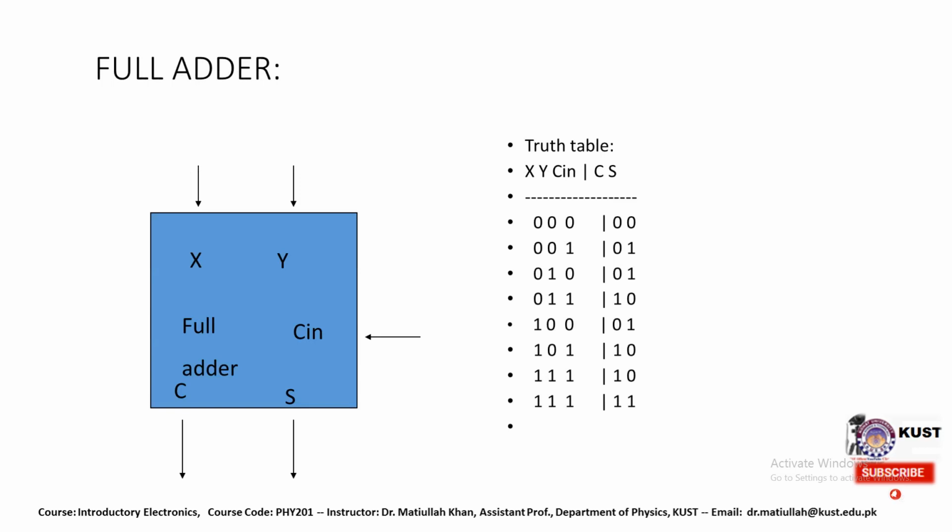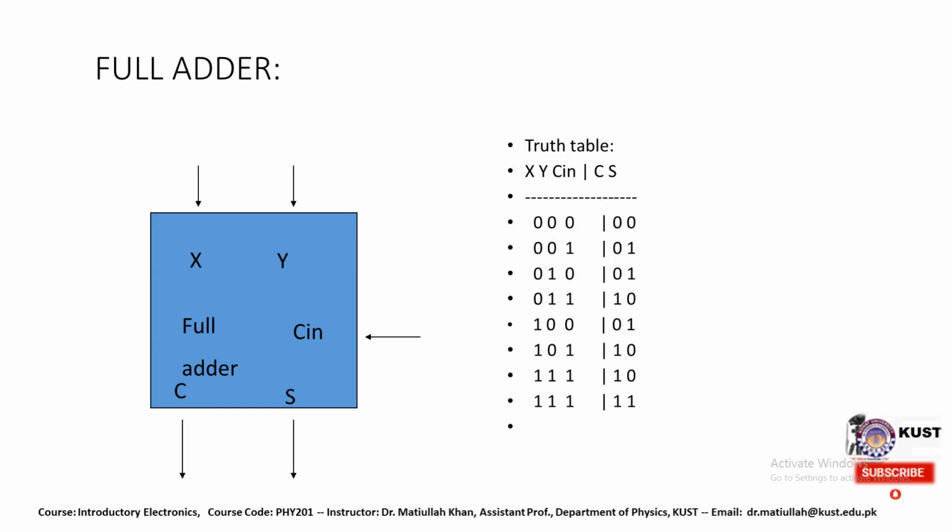This is the simple diagram and the truth table for the full adder. We have the inputs x, y and Cin, and the outputs, that is C and S. If we come to the truth table, we have x, y and Cin as input values, and these are the input values mentioned here, and these are the output values, C and S. Its values are mentioned here. So this is the truth table for the full adder.